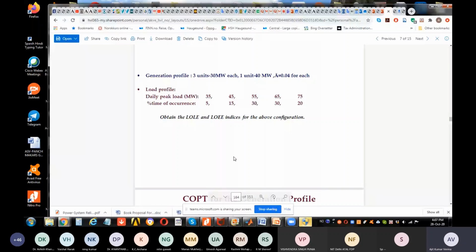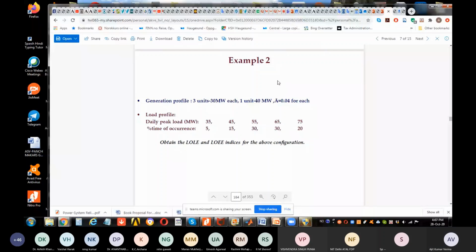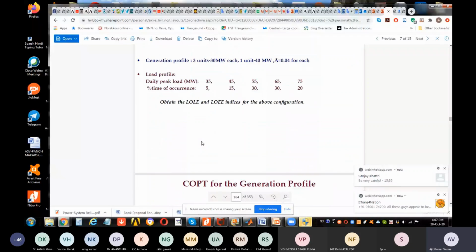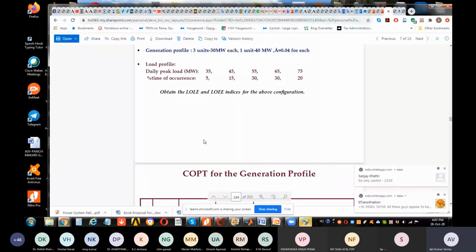Let's look at the same problem that we addressed earlier. 3 units is not 30 megawatt each, let's say it's 20 megawatt. I think there's a typo here. One unit is 40 megawatt. The outage rate is the same. So this is 3 units, 20 megawatt each, the same problem that we took earlier, because we already have calculated the probabilities. There is little point in taking up another problem. So 20 megawatt each, 3 units, 1 unit 40 megawatt.